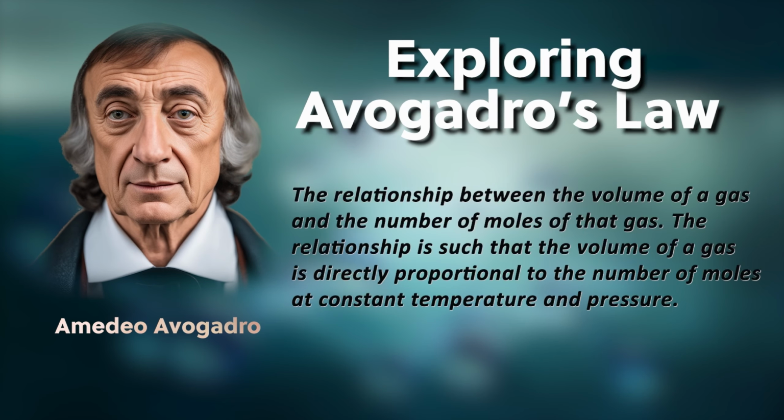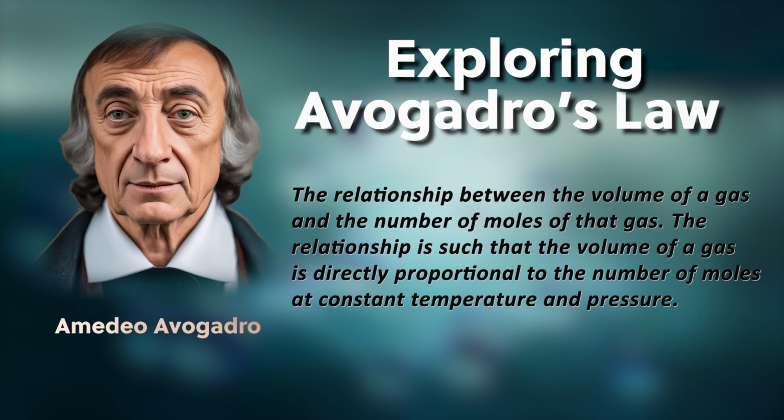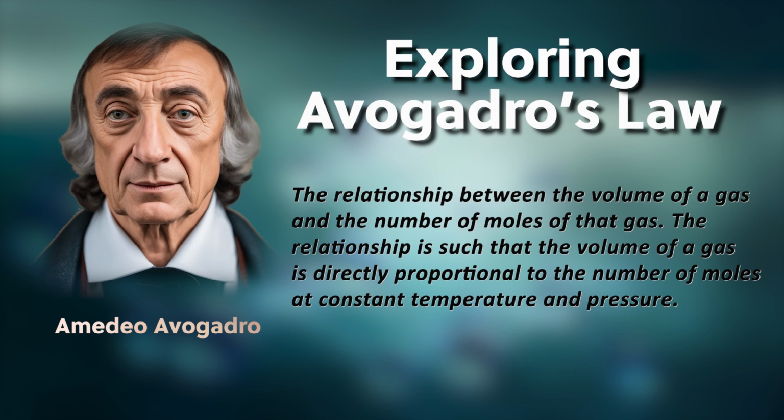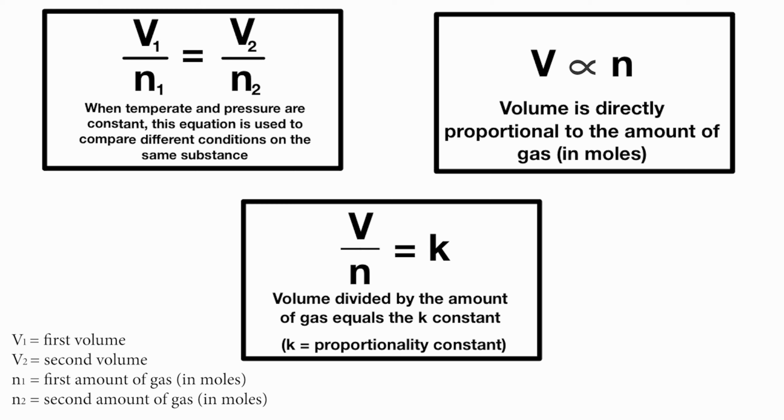Avogadro's law looks at the relationship between the volume of a gas and the number of moles of that gas. The volume of a gas is directly proportional to the number of moles at constant temperature and pressure. Another way we can say it is that equal volumes of gas contain the same number of molecules. So it is expected that if the volume of gas increases, the number of moles also increases.